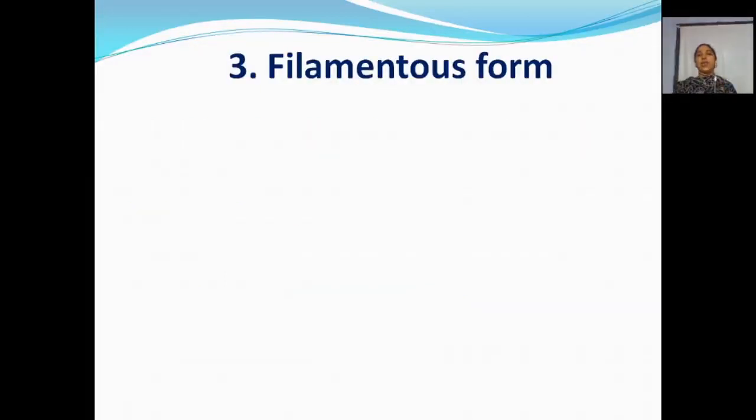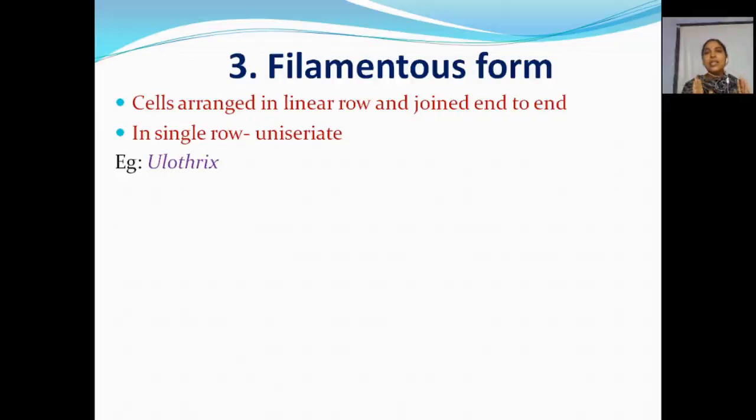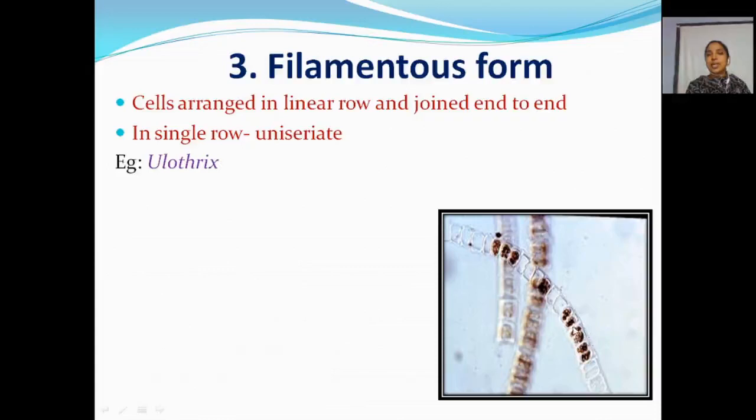The next, third one: we have studied unicellular, then colonial, and the third one is filamentous. What is the filamentous form? Cells arranged in a linear row, joined end to end. If the cells are arranged in a single row, that is the uniseriate condition. See, the cells are arranged in a single row. This is one filament, this is another filament, this is another filament. See, 1, 2, 3, 4, 5, 6 cells are arranged. This is a cell, this is a cell, this is another cell. Likewise, cells are arranged one above another and form a filament. At the base, the filament is attached by a special structure. An example is Ulothrix.